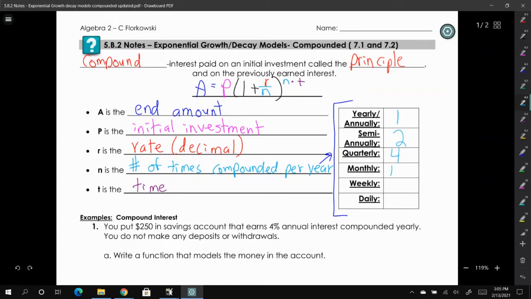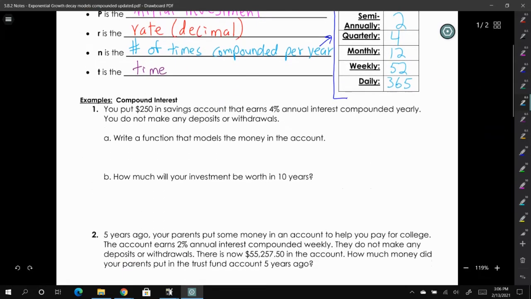Monthly, there are 12 months in a year. So your N value would be 12. Weekly, there are 52 weeks in a year. And then daily, there are 365 days in a year. So the problem will tell you how often your investment is compounded, and then that will tell you what your N value should be. So let's look at some examples.